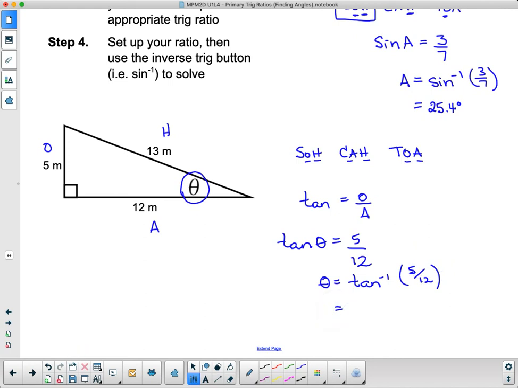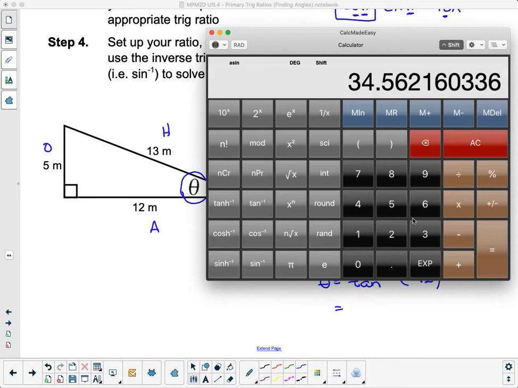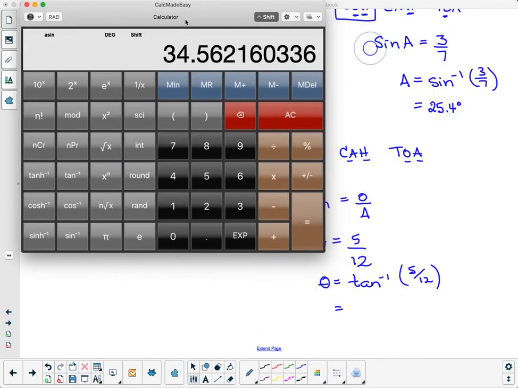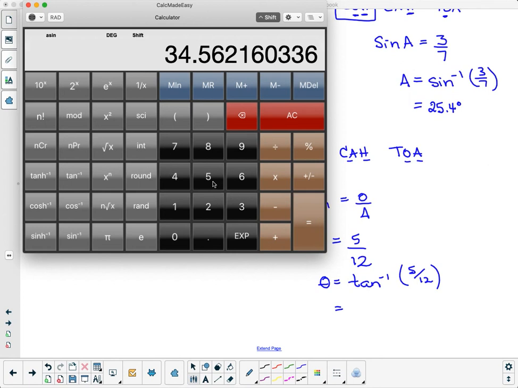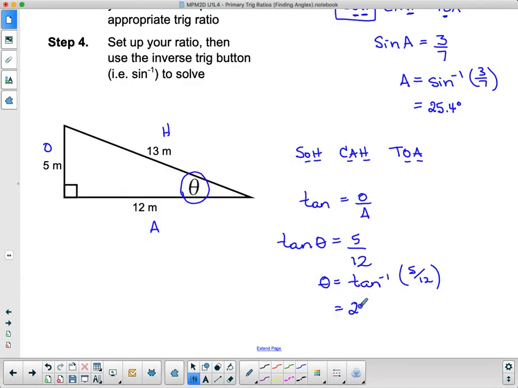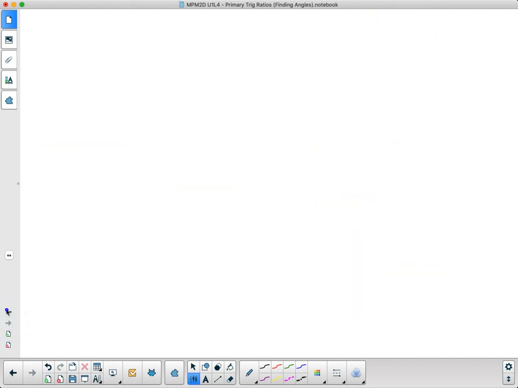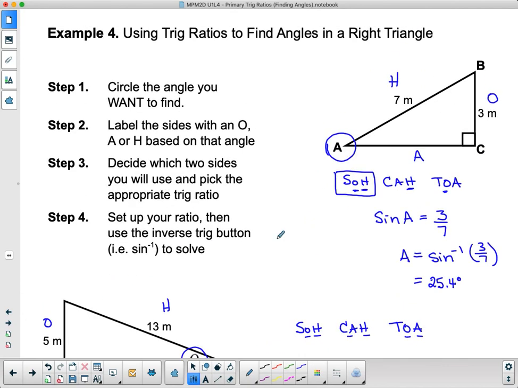Now I'm going to use the other calculator this time, so that's this one. If I want to do this on this calculator, I have to do 5 divided by 12 first and hit equals. And it's already shifted. On your calculator, you probably have to hit the shift button. Now I'm going to hit tan to the -1. And I get 22.6 degrees. So always start by circling the angle you're trying to find and identifying the sides from that angle. I think that's it. We're all done. Give your practice questions a try.